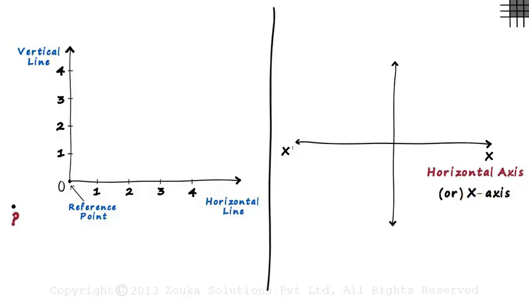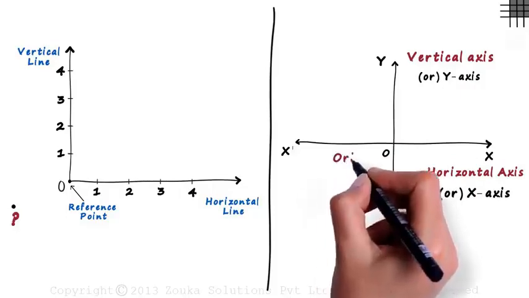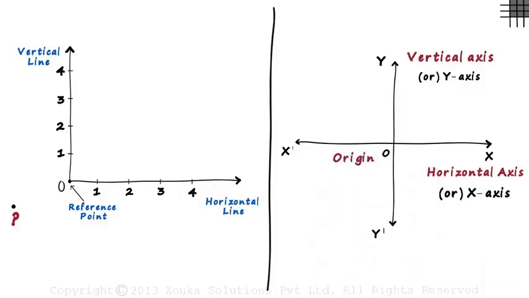Similarly, we call the vertical line y-y. It is called the vertical axis or the y-axis. And what do we call the reference point? We name it O and it is referred to as the origin. But how do we number this part and this part of the axis? We will cover that in another video.